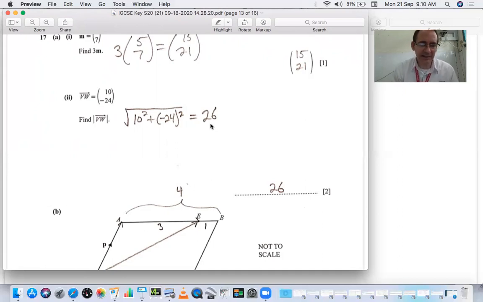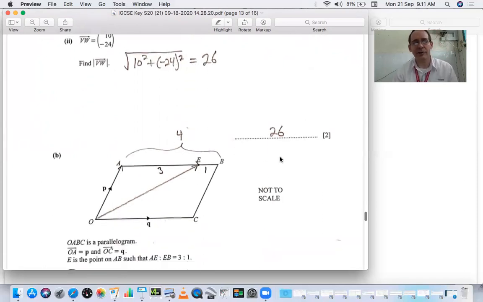You might recognize this as a multiple of the 5, 12, 13 triplet. Remember your 5, 12, 13 triplet or any multiple of it. So you might have recognized it as a 5, 12, 13, and you just times it by 2 and you get 26 for your answer there.